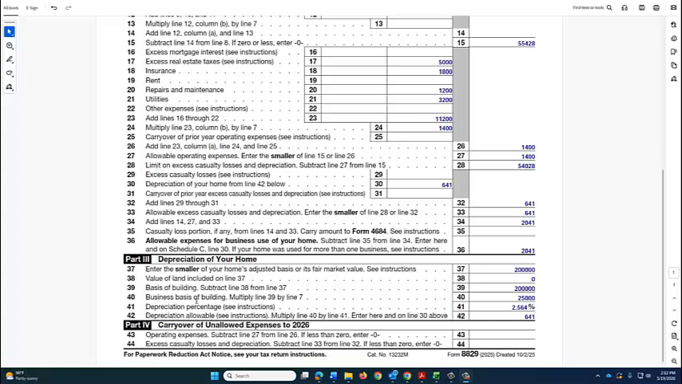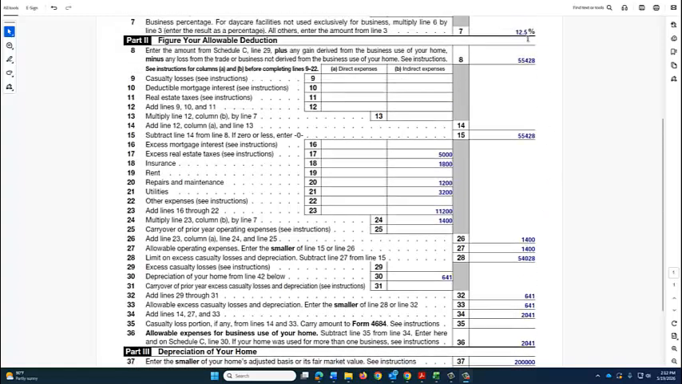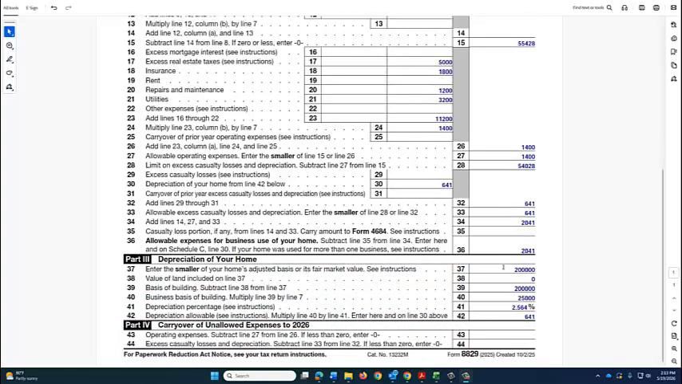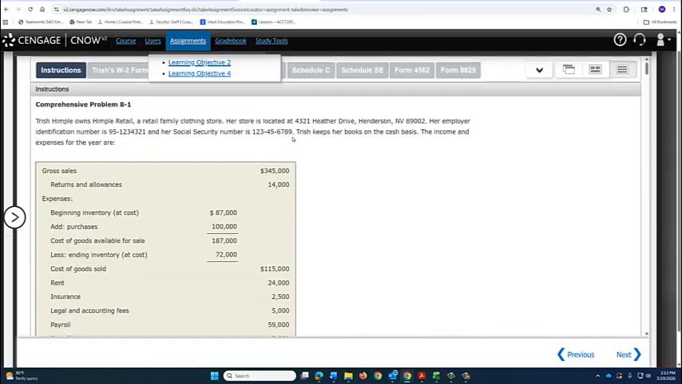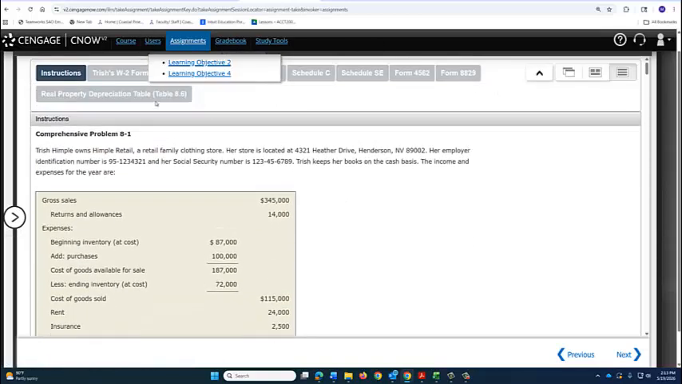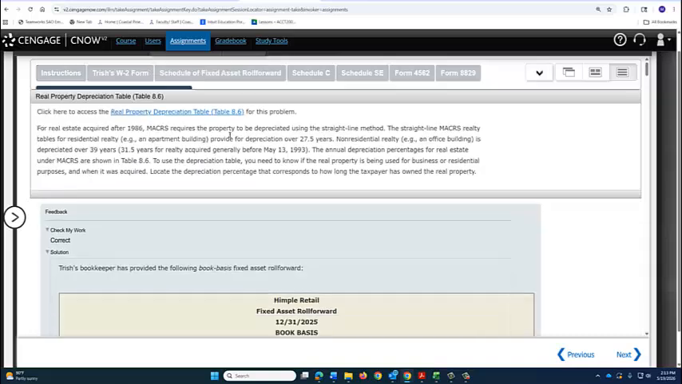The business basis of the building or the home is going to be this $200,000 times the 12.5% up here on line 7. So that is going to give us $25,000. And now we need to get our depreciation percentage. And to do that, we have got to go to our real estate tables, and those are included here in the assignment.